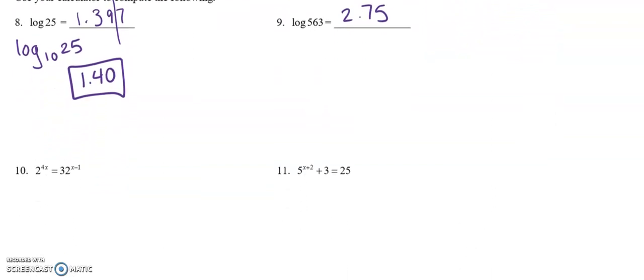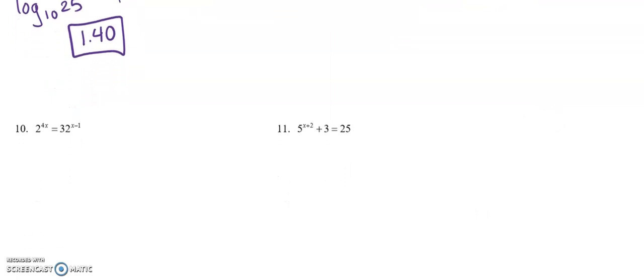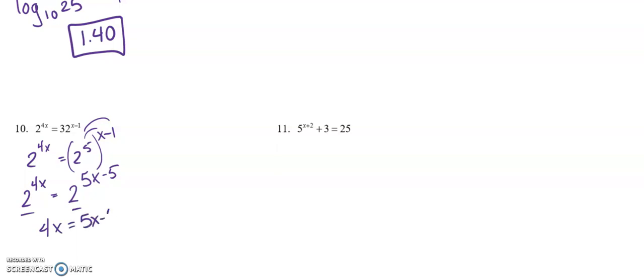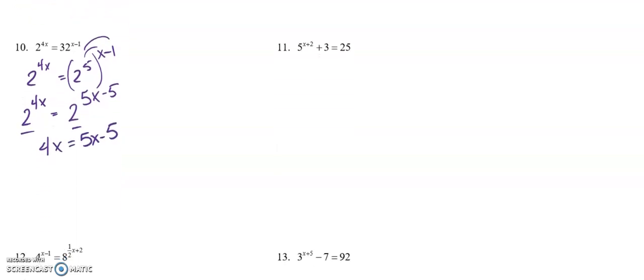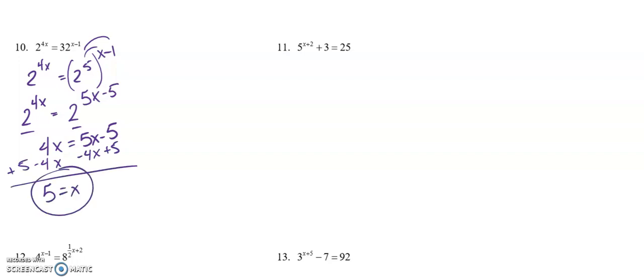Here we have 2 to the 4x equals 32 to the x minus 1. We can do this one old school. We can rewrite 32 as 2 to the 5th, and that's raised to the x minus 1. So that gives us 2 to the 4x equals 2 to the, remember we have to distribute that, power to a power we multiply, that'll give us 5x minus 5. The bases match, therefore the exponents have to match. Go ahead and solve that. Subtract 4x from both sides, add the 5 to both sides, and we get 5 equals x, or x equals 5.